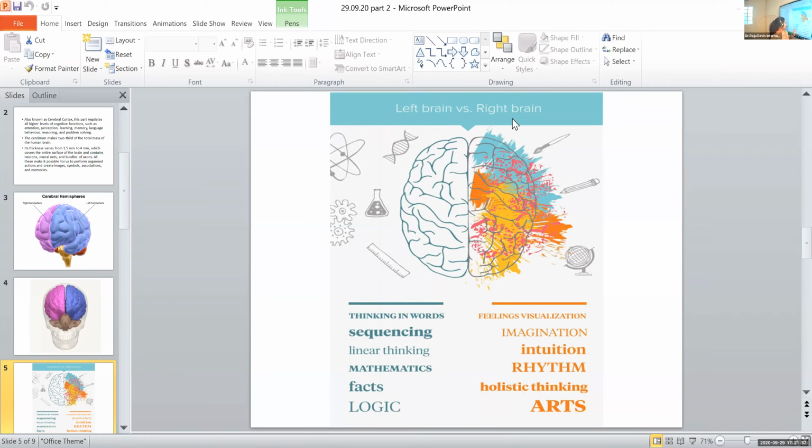And usually, those who have the left brain as dominant probably have these characteristics, or they are good in these things. Which are they? Thinking in words, that is, they have more abilities in handling languages. They think in words, they think in different languages.